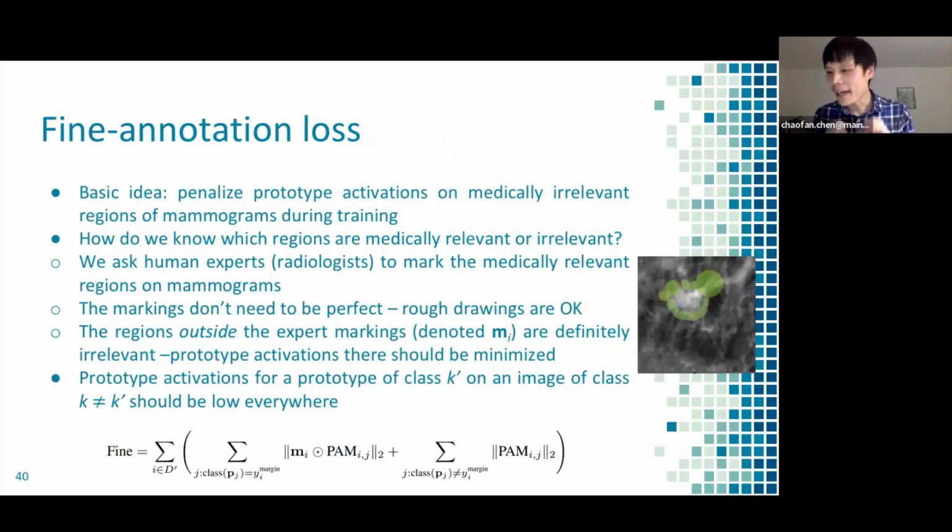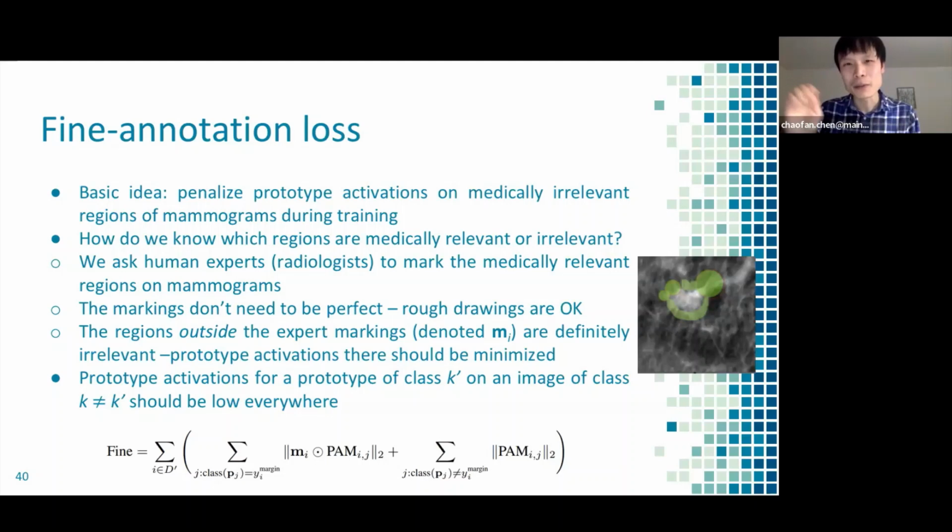The basic idea behind this fine annotation loss is that we will penalize prototype activations on medically irrelevant regions of mammograms during training. But the issue is, how do we know which regions are medically relevant or irrelevant? If we just use unsupervised training, this is impossible to know. Therefore, we have to introduce some extra form of supervision. And the way we did that is we asked human experts or radiologists to mark the medically relevant regions on mammograms.